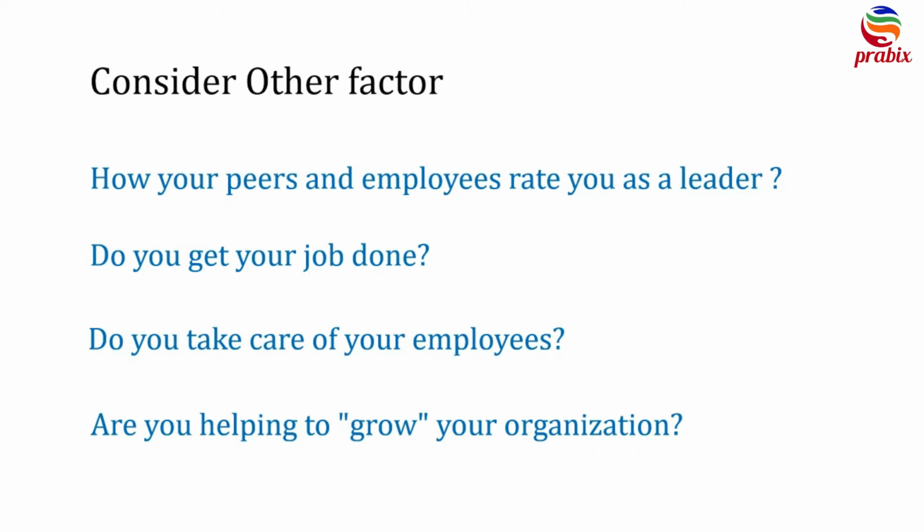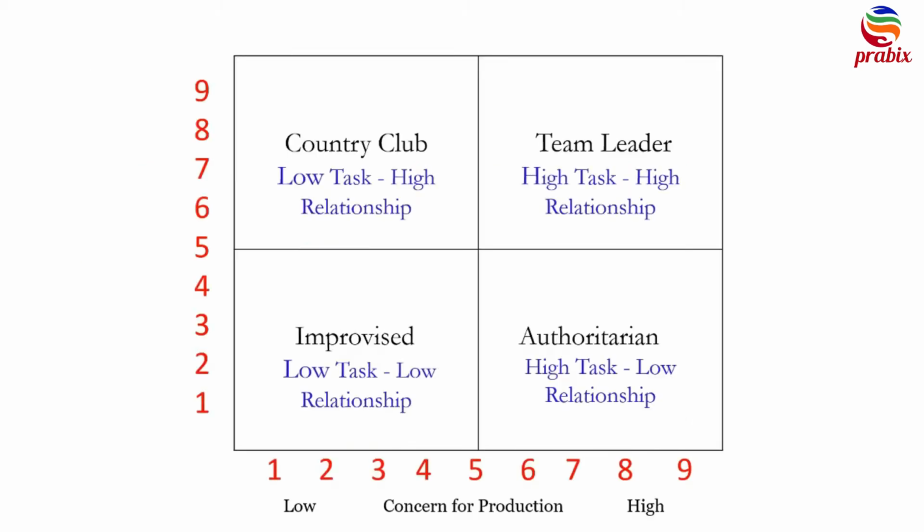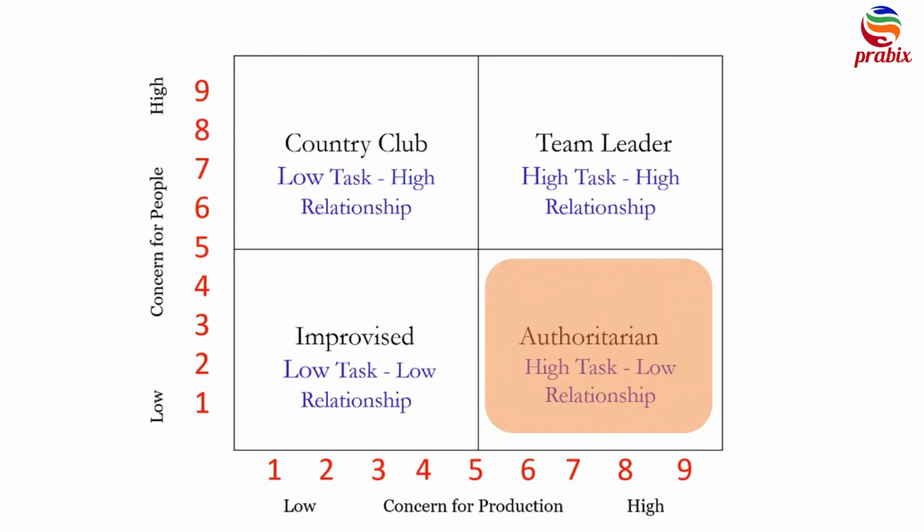Now we will again focus on each type of leadership style. Authoritarian leader, high task, low relationship. People who get this rating are very much task-oriented and are hard on their workers. They are autocratic. There is little or no allowance for cooperation or collaboration. Heavily task-oriented people display these characteristics.